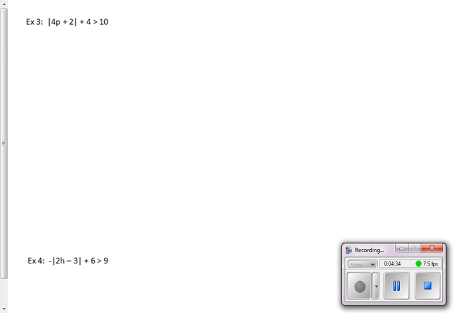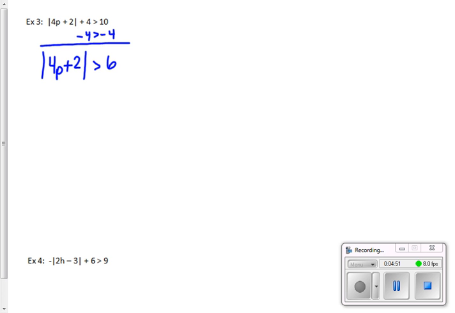Example 3 is slightly different only because we have to isolate the absolute value here. In order to do that, we would actually subtract by 4 on both sides, get rid of that 4. You now have absolute value of 4p plus 2 is greater than 6. Now that is isolated. We can break it into our two cases.